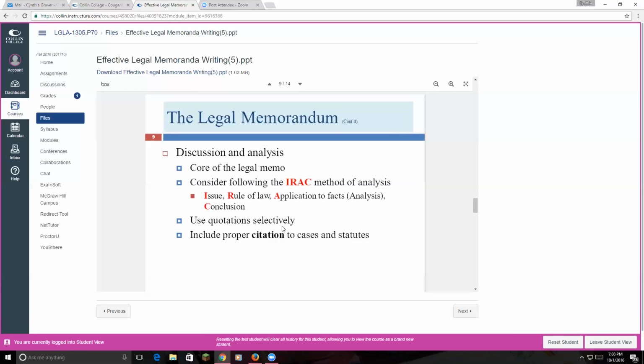And again, the second is we want to do the job for the reader. We want to make the reader's job as easy as possible. So we want to spoon feed the analysis to the reader. And the way to do that is to paraphrase and to take very small quotes. Then, of course, we'll want to use proper citation, Blue Book citation, for both cases and statutes, and we'll talk more about that going forward in the course.